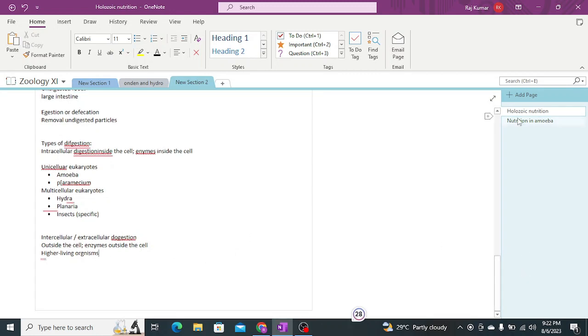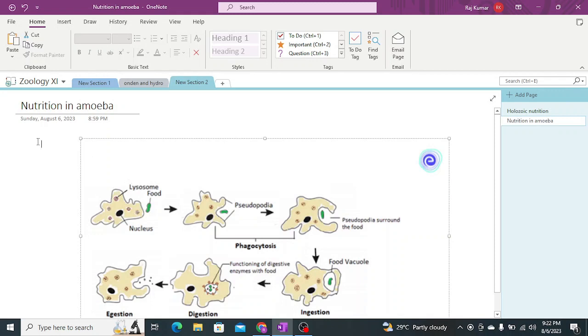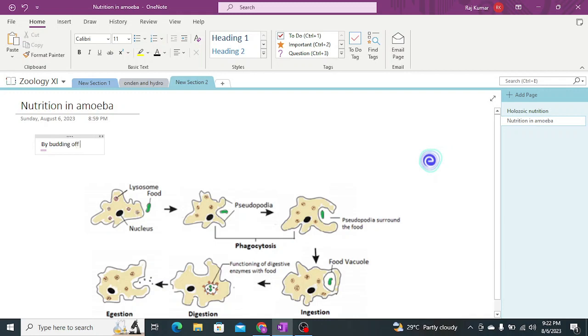So now let us study the process of nutrition in Amoeba. Here in Amoeba we have the Golgi body, and that Golgi body produces some hydrolytic enzymes which are known as lysosomal enzymes. How does it produce these hydrolytic lysosomal enzymes? By budding off a membrane from its trans Golgi network.